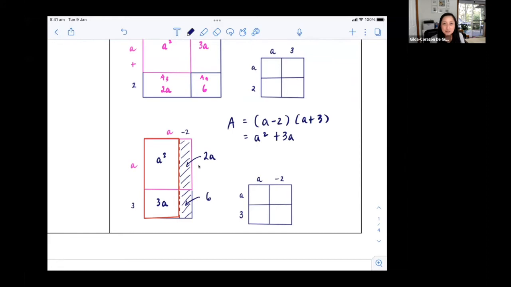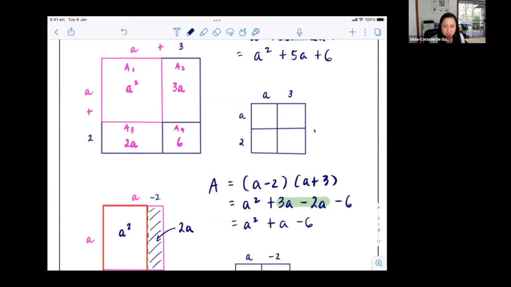But it's getting rid of it, so you're taking it out of the whole area. And if you're getting rid of it, it's a minus. So minus 2A and then minus 6. And you still have your two middle terms as like terms, and therefore you could combine them and you will get A squared plus A minus 6. Your 3A minus 2A becomes A. Does that make sense?